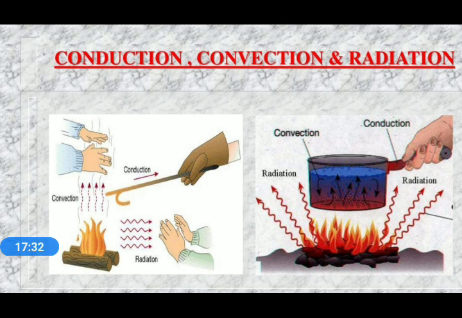A similar example is when we put a pan with water on the fire to boil it. We can see we get heat in different ways from different parts of the pan. If we touch the handle, we get the heat by conduction. Boiling the water is where convection takes place, and from the sides we get the heat. That method is known as radiation.